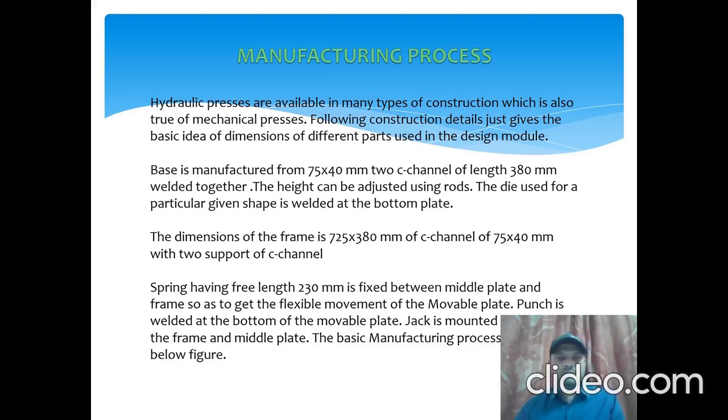The dimensions of the frame are 725 into 380 mm of C channel of 75 into 40 mm with two supports of C channel. A spring having a free length of 230 mm is fixed between the middle plate and frame so as to get flexible movement of the movable plate. Punch is welded at the bottom of the movable plate. Jack is mounted in between the frame and middle plate. The basic manufacturing process is shown in the below figure.